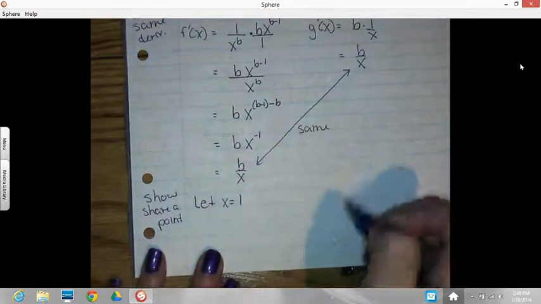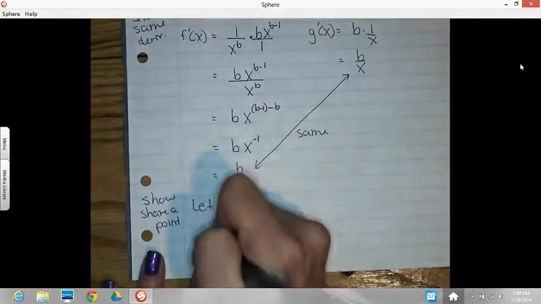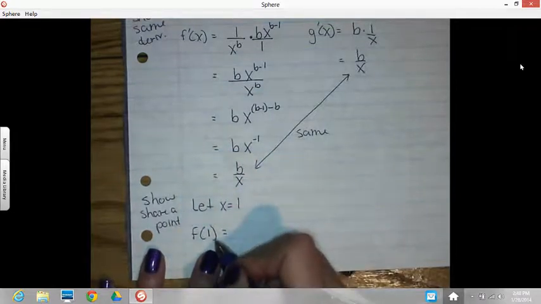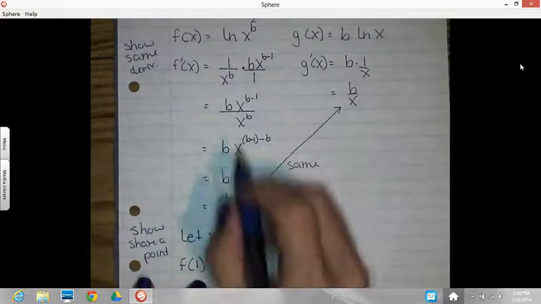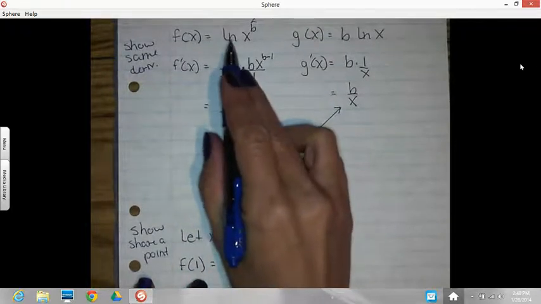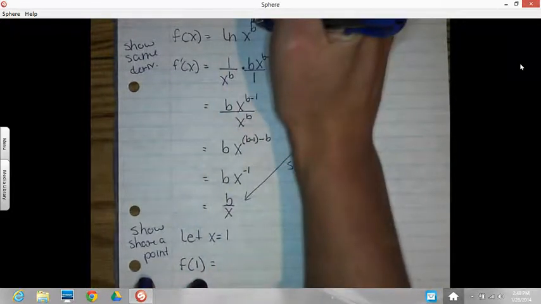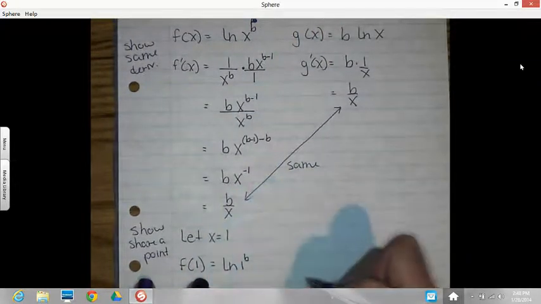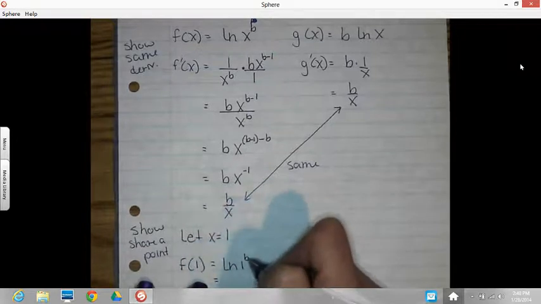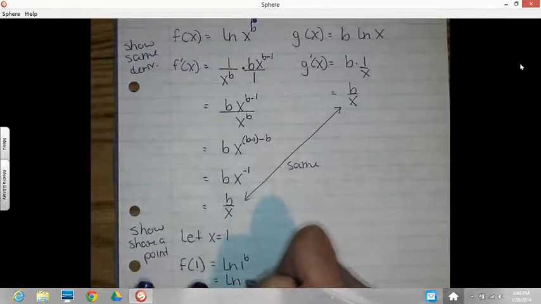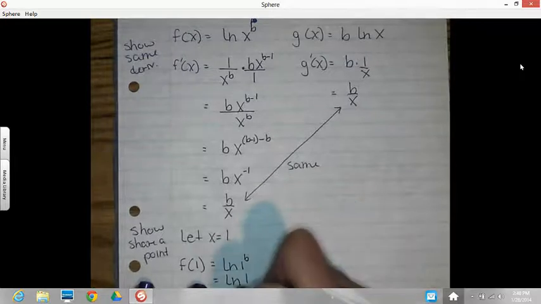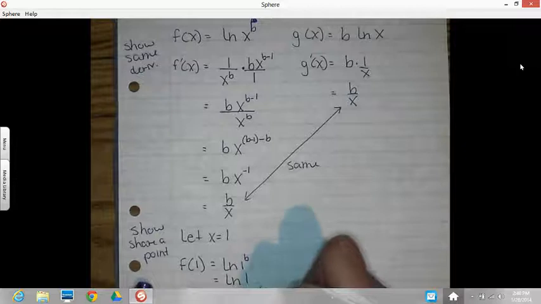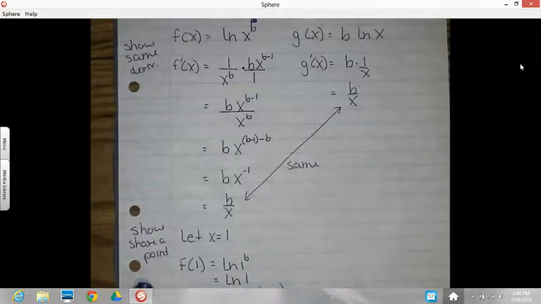So I want to go back to function f and find out what the y value is when I put 1 in for the x. So putting 1 in for the x right here, the natural log of x to the b. So that's the natural log of 1 to the b. Well, 1 to any power is still just 1. Natural log of 1 is 0. So we got the point 1, 0. When I put x as 1, y came out as 0.